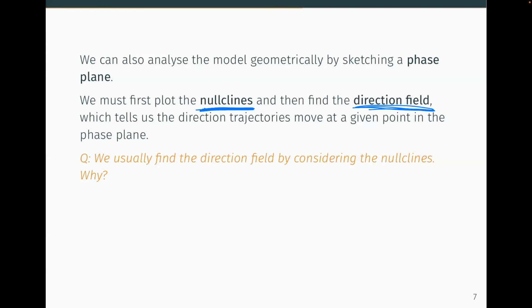We usually try and sketch our phase planes by finding our direction field on our nullclines. So you imagine you're stood on one of our nullclines, and our nullcline is representing, in this case, du/dt equal to 0, or dv/dt equal to 0. By definition of being on a nullcline, either u must not be changing or v must not be changing.